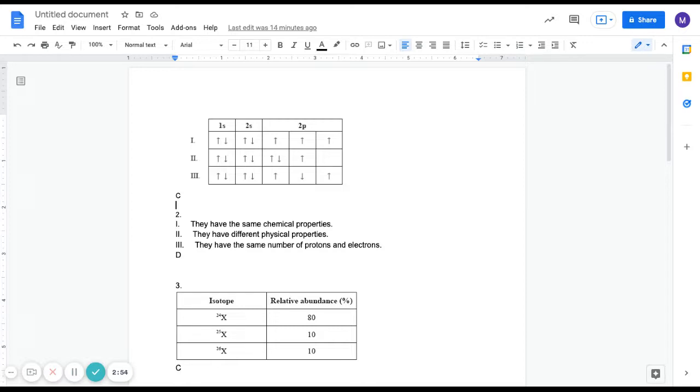The first one, they have the same chemical properties, is correct. And the second one, they have different physical properties, is correct. And the third one, they have the same number of protons and electrons, is correct. Which leaves us with the answer D, because the isotopes satisfy all three statements.